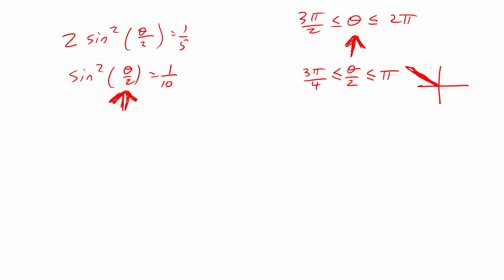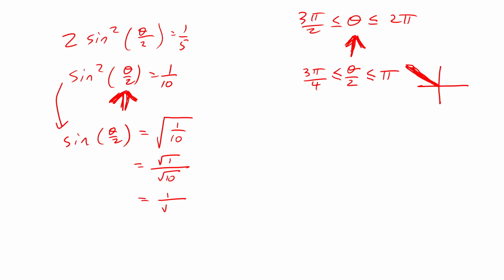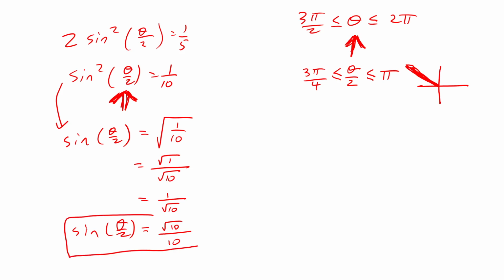Okay, a terminal arm that's out there is above the origin. That means the sine, the y-coordinate, will be positive. So that means over here, when I'm taking the square root, I can just leave it as positive, the square root of 1 over 10. Well, that's equal to root 1 over root 10, which is 1 over root 10. I can multiply numerator and denominator by the square root of 10 and get my final answer: the sine of theta over 2 is equal to root 10 over 10.